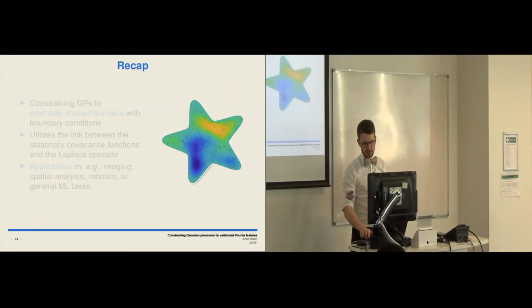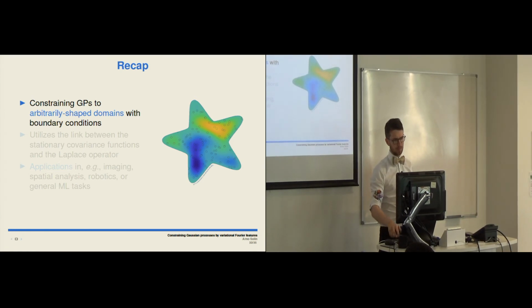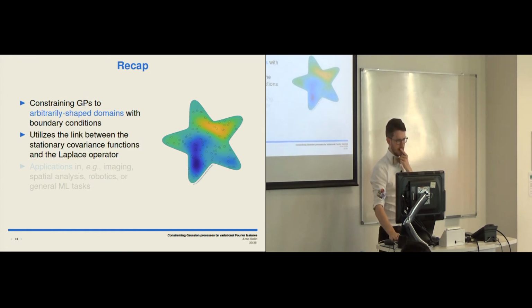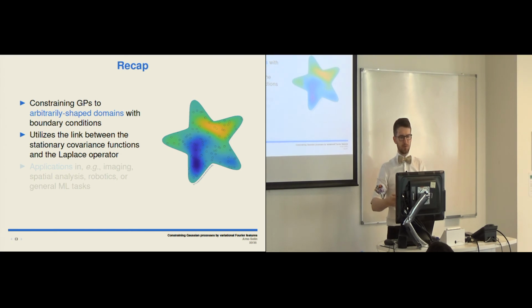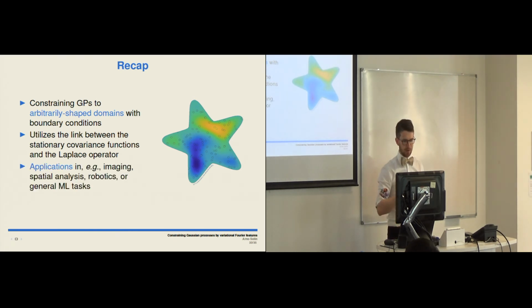the boundaries. So just to recap, I've gone through the reduced rank approach for approximating GP priors, and then using that for constraining GPs to arbitrary shaped domains with boundary conditions. And how that worked was utilizing the link between the Laplace operator and stationary covariance functions, which gave nice tools to make this work in a very scalable way. And of course, this can be applied to various problems, but typically in low-dimensional inputs, like spatial problems, like 2D, 3D, maybe 4D, it should work fine.